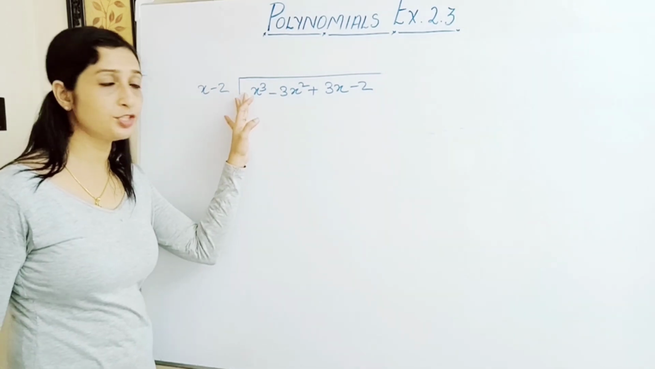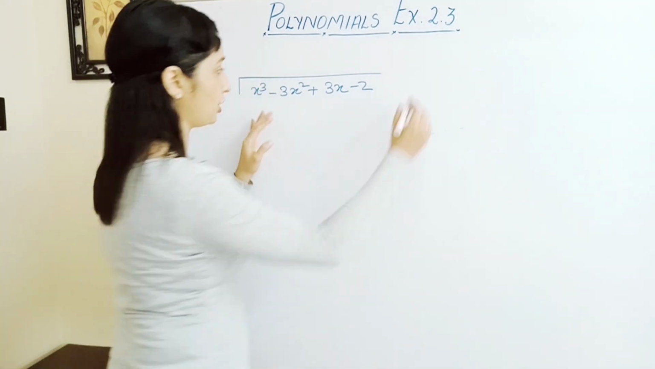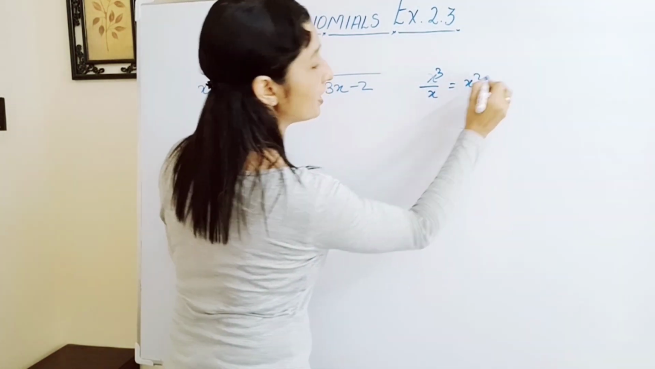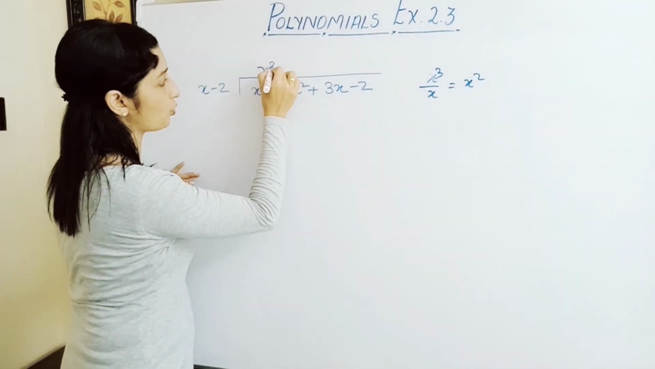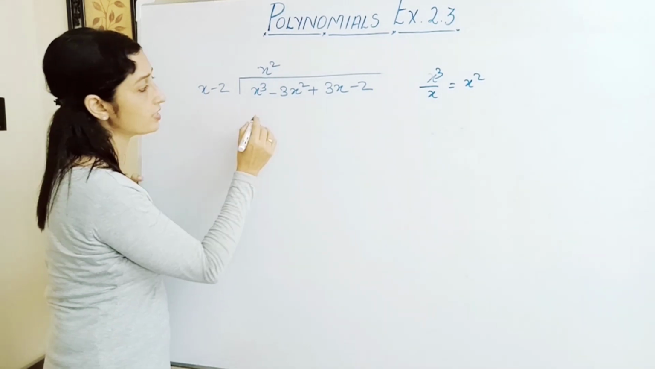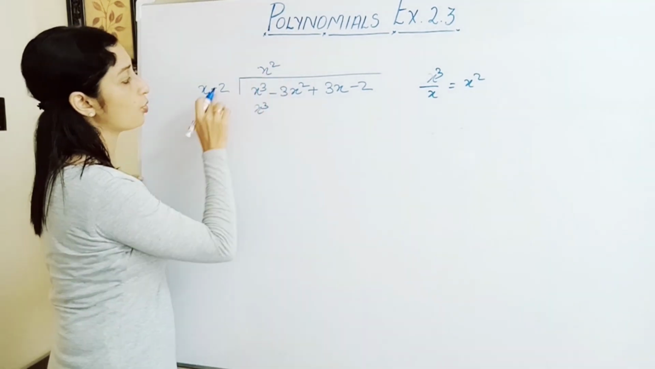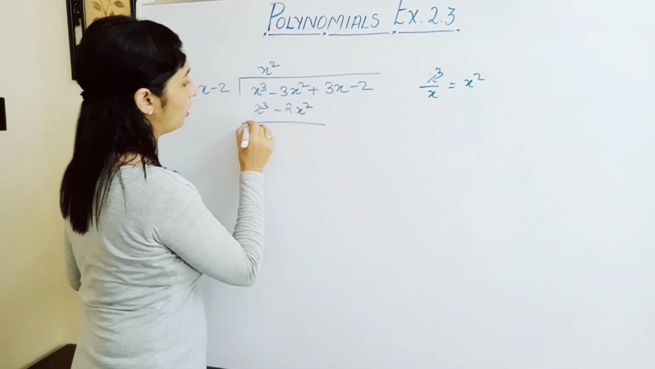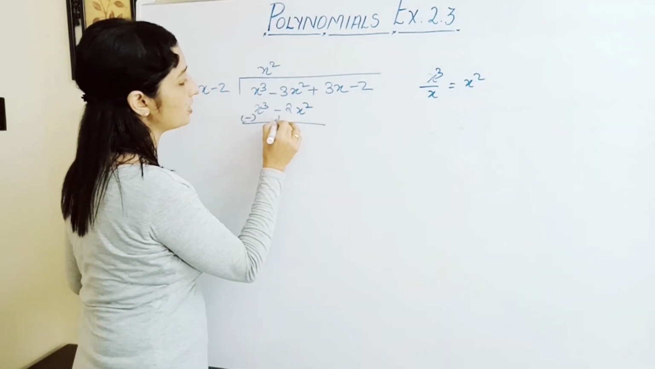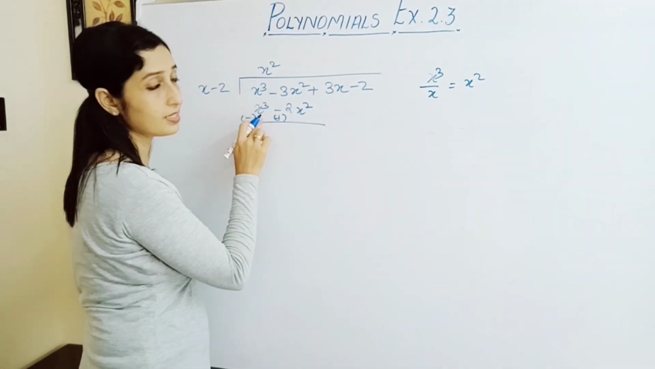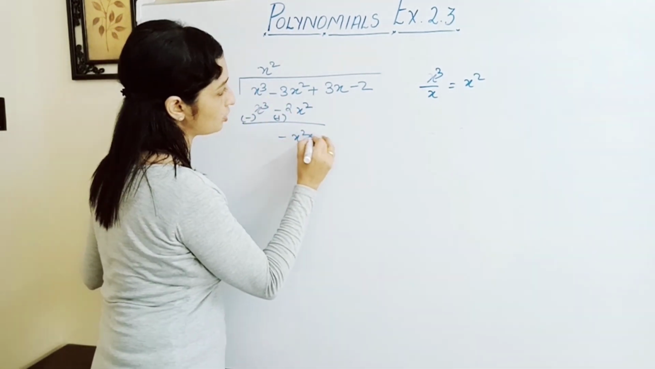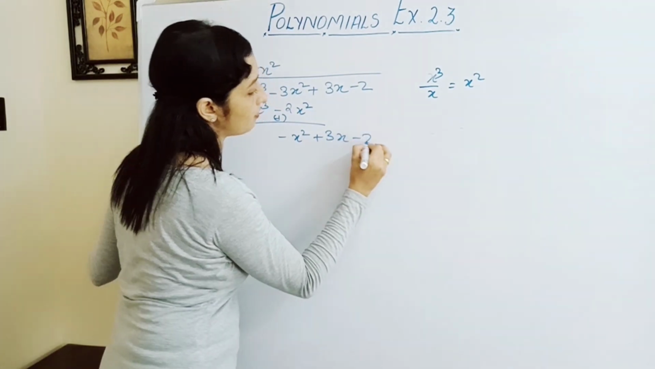So to perform our division, let us find the first term of the quotient. How is that? X cube by x. So what do you get? X square. So I write x square here. X square into x is x cube. X square into minus 2 is minus 2x square. So reversing the signs, this becomes minus, this becomes plus, gets cancelled. Minus 3 plus 2 is minus x square plus 3x minus 2.